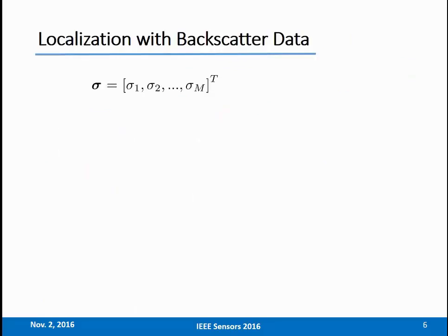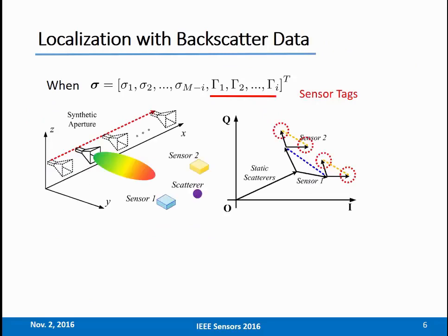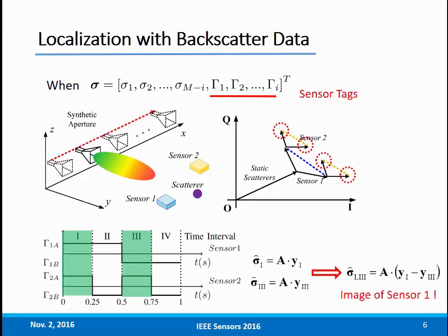Rather than all scatterers being static, in backscatter sensor networks, a sensor tag can modulate the carrier signal with different modulation states. When 2 sensor tags each take 2 modulation states, the received backscatter signal can be any of the 4 possible values. If the data sent from the sensors is like the figure shown here, at time interval 1 and time interval 3, the only difference is the reflection coefficients of sensor 1.